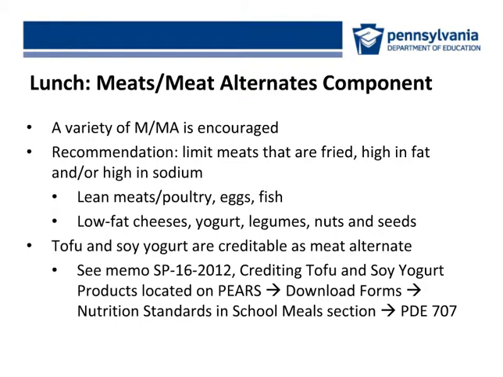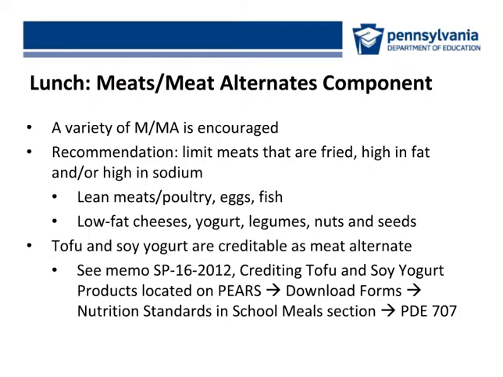Like with all other components, a variety is always encouraged. Because of the fat specifications and the Target 1 sodium guidelines starting on July 1st, limiting meats that are fried, higher fat, or processed is encouraged. Items such as lean meats and poultry, eggs, fish, low-fat cheese and yogurt, legumes, and nuts and seeds are other healthy options. Beans can also be offered and can include things like black beans, garbanzo beans, lentils, and split peas.